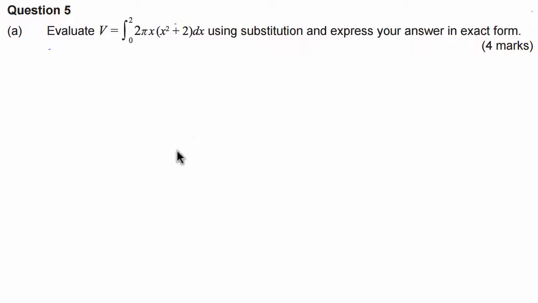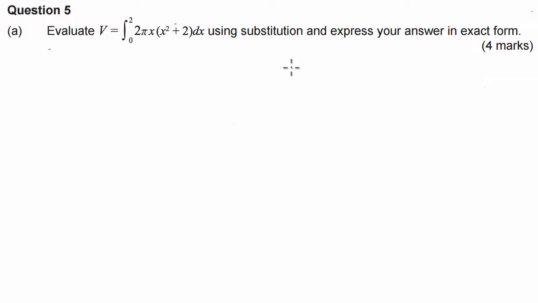Hi guys, I've been given this question where we're going to use substitution to integrate this function here. It's asking us to express our answer in exact form, and judging by the function with this pi that we have in it, expressing it in exact form is just going to mean expressing it in terms of pi. So, that's not going to complicate our answer any more than anything else.